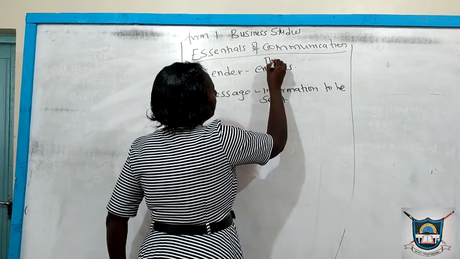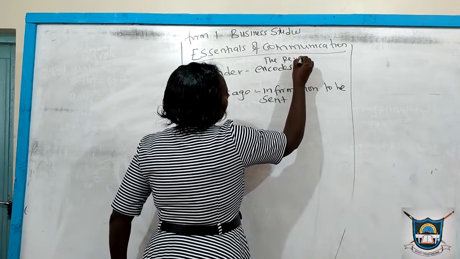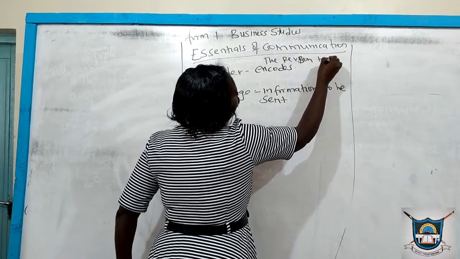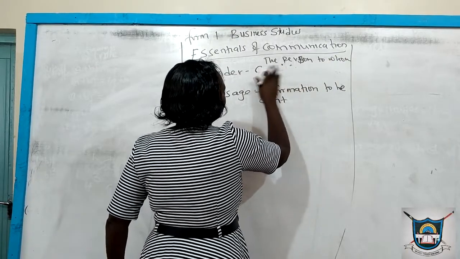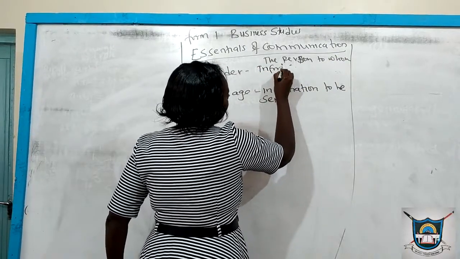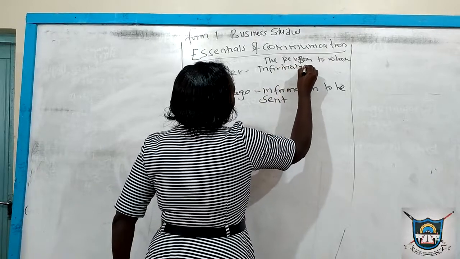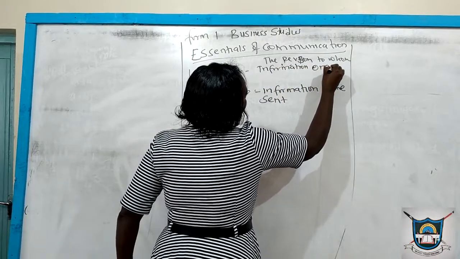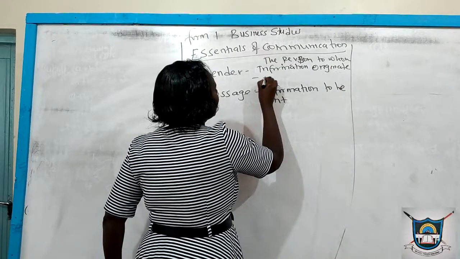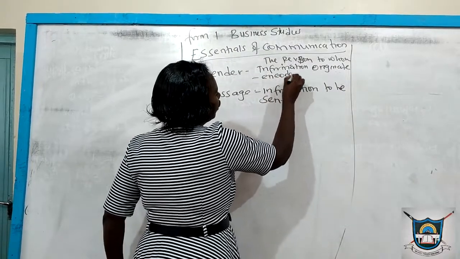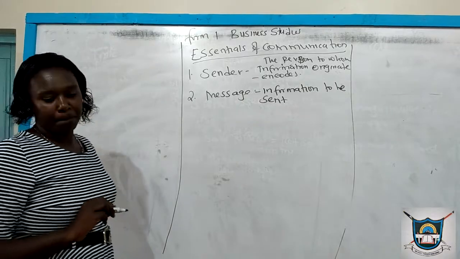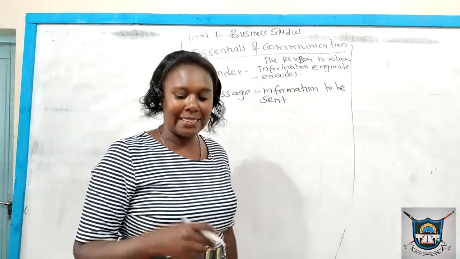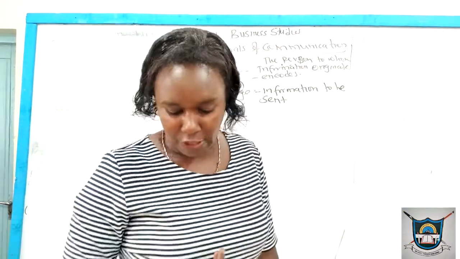This is the person from whom information originates. And we also say that this is the person who encodes the message. From there, we have the message, which is the information to be sent. It is the subject matter of communication.